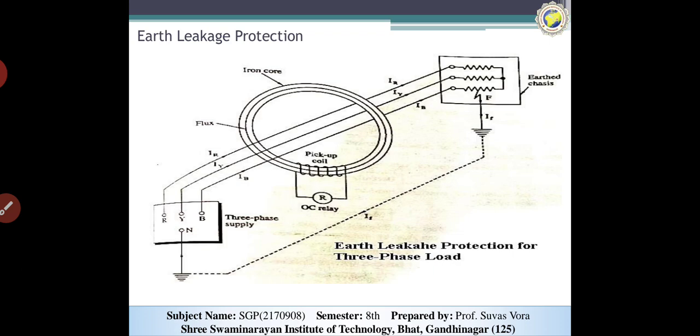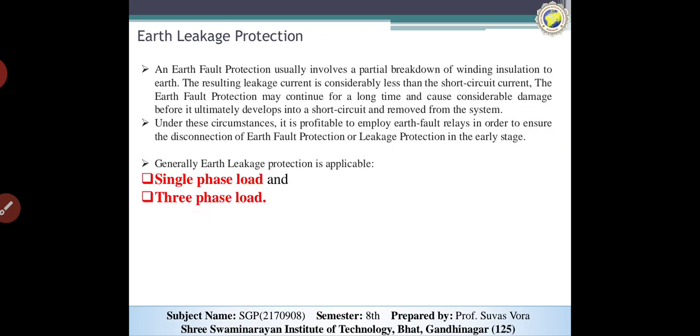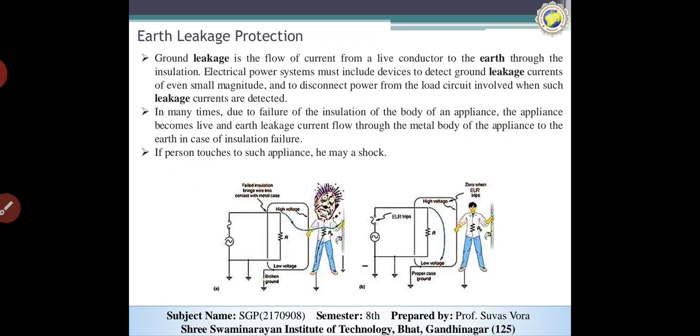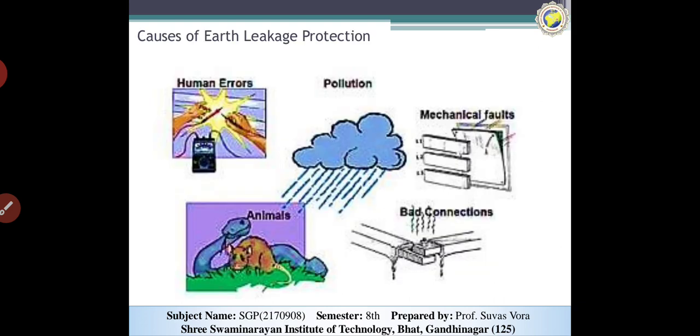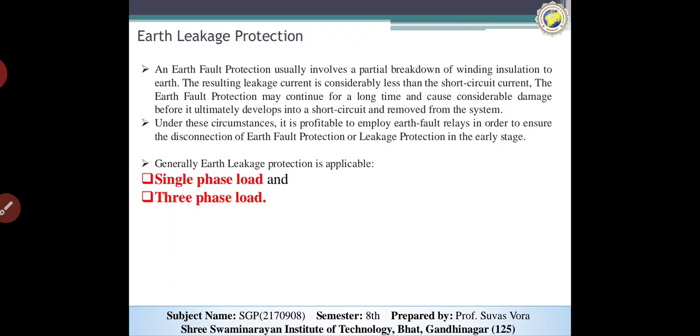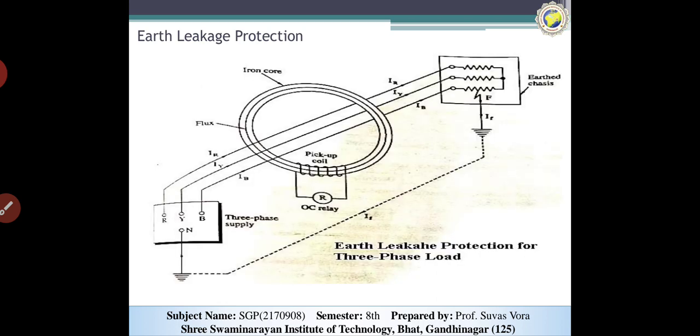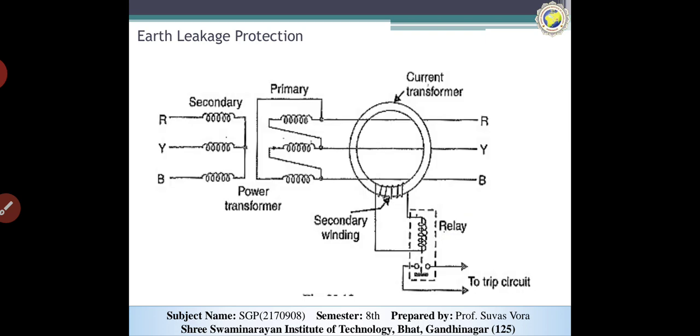This is the last topic of our third chapter, differential protection systems. Today we saw what earth leakage is, how earth leakage affects the human body, the causes of earth leakage, and how to protect single-phase and three-phase loads from earth leakage faults. This is also the basic of earth leakage protection from the transformer.